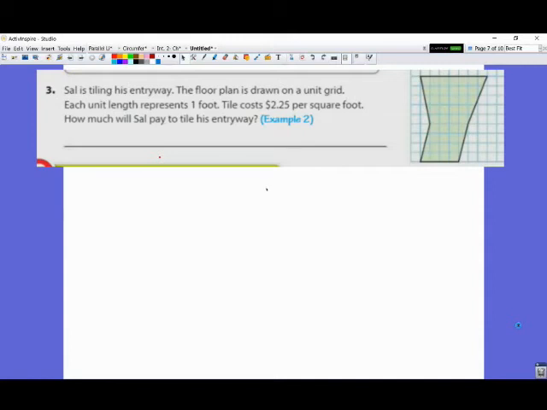Okay, here is the problem that you texted me about. Sal is tiling his entryway. The floor plan is drawn on the grid below. Each unit length represents 1 foot, so each of these little boxes is 1 by 1. The tile costs $2.25 per square foot. How much is he going to pay to tile this whole thing?